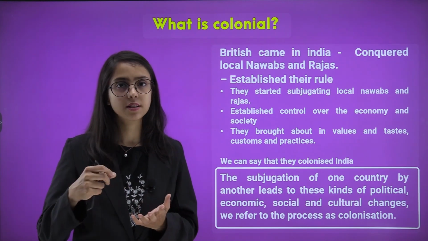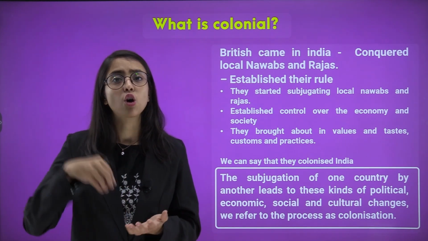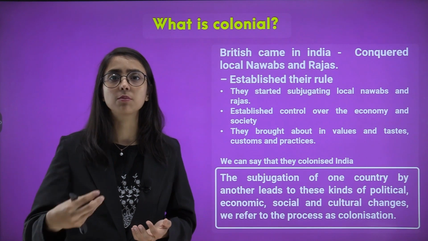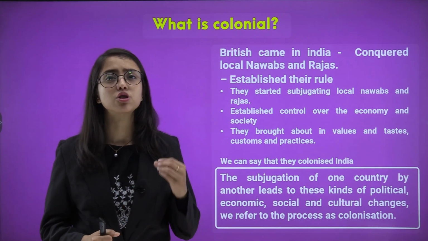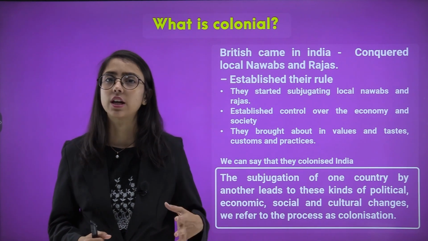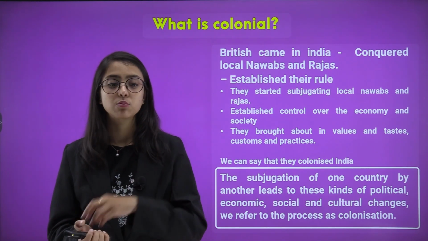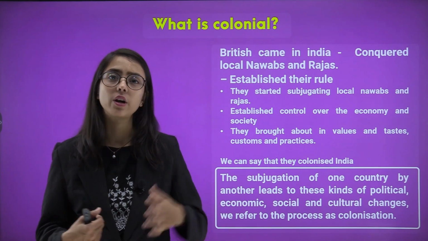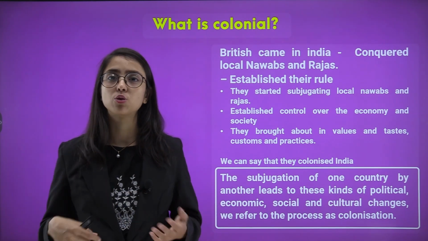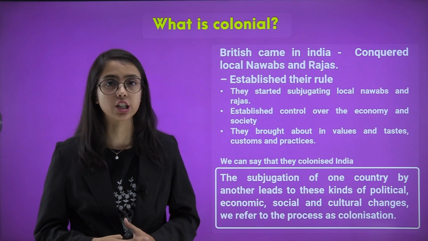So what does it mean? They started to dominate those Rajas and Nawabs, and their rule had to be followed everywhere. They established control over the economy and society. How did they do that? They captured the ports and modes of transportation through which people used to go and trade, and they ruled over them so that nobody else could practice those trades.